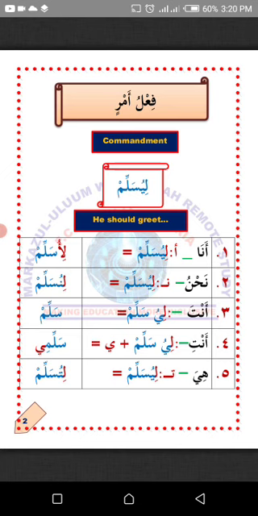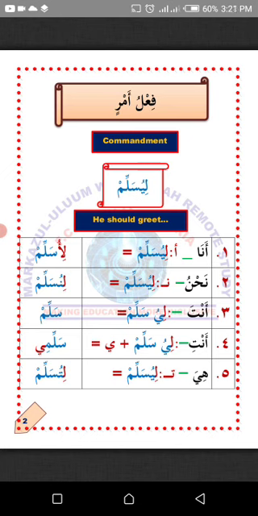Ithnan, number two. Nahanu, we. So how do we change the verb liyusallim to suit nahanu? All you need to do is to detach ya'un and attach nunun. So the verb liyusallim will now become linusallim, which means we should greet.